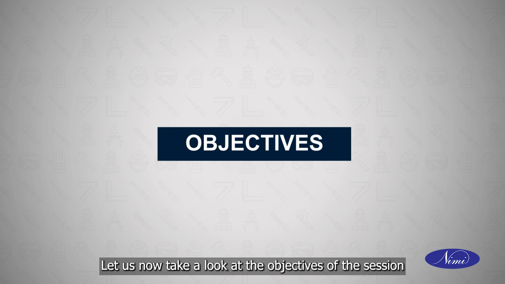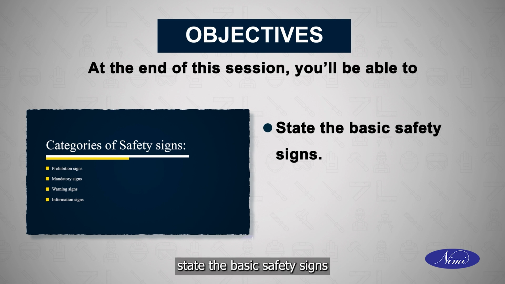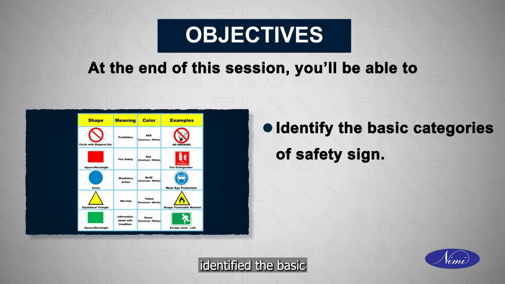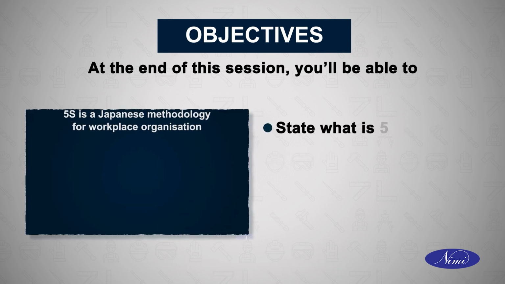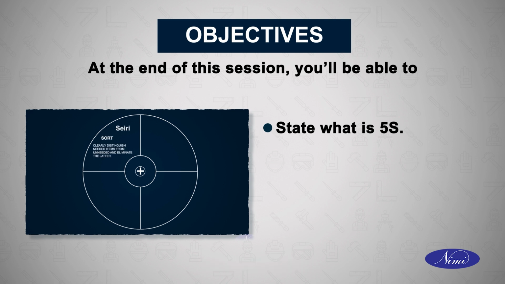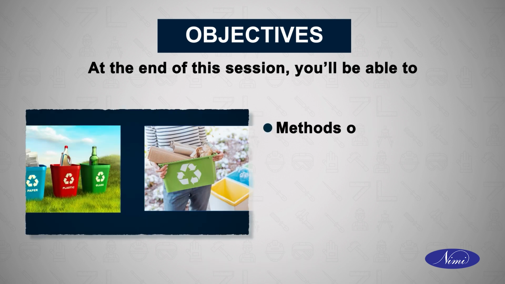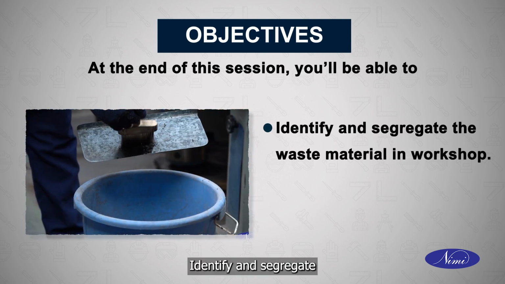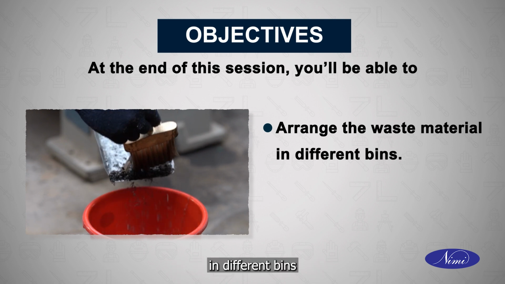Let us now take a look at the objectives of the session. At the end of the session, you will be able to state the basic safety signs, identify the basic categories of safety sign, state personal safety measures, state what is 5S, list the benefits of 5S, methods of waste disposal, identify and segregate the waste material in workshop, arrange the waste material in different bins.